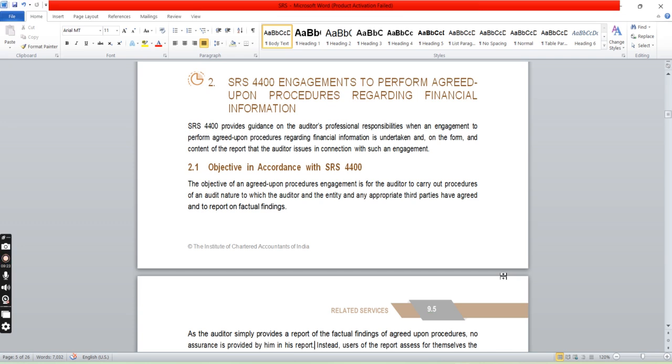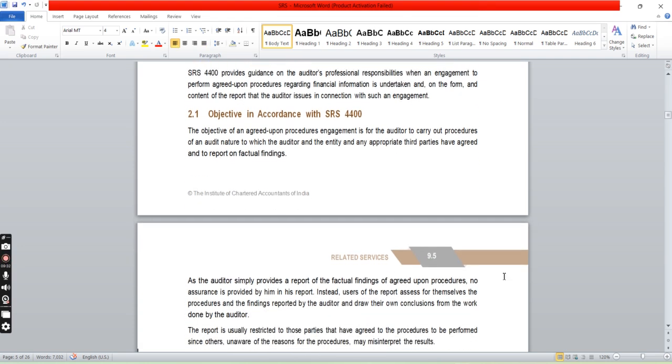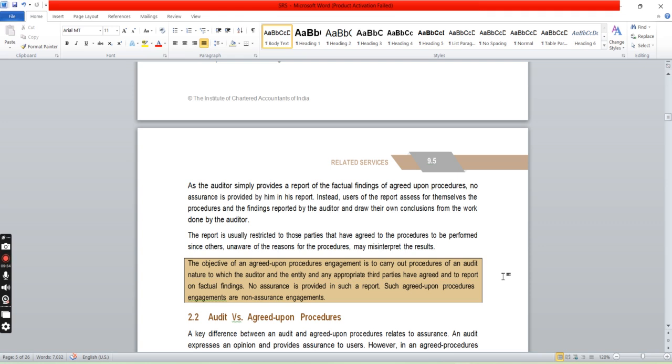The objective of an agreed upon procedure engagement is for the auditor to carry out procedures of an audit nature to which the auditor, the entity and any appropriate third party have agreed, and to report on the factual findings. As the auditor simply provides a report of factual findings of agreed upon procedures, no assurance is provided by him in his report. Instead, users of the report assess for themselves the procedures and the findings reported by the auditor, and draw their own conclusions from the work done by the auditor. The report is usually restricted to those parties that have agreed to the procedures to be performed, since others who are unaware of the reasons for the procedures may misinterpret the results.